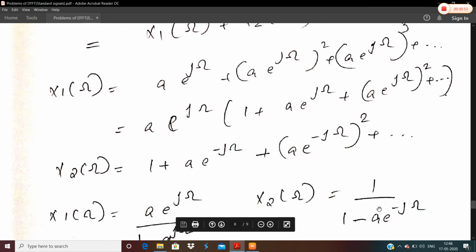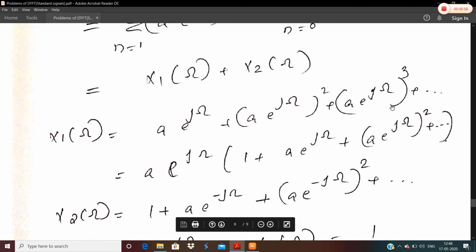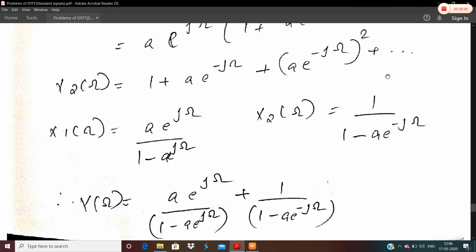And in the x2 of omega, we'll give values from 0 to infinity. So if you give the value n is equal to 0, this term becomes 1 plus the second term. If you give the value 1, it becomes a into e raised to minus j omega. And the third term is a into e raised to minus j omega whole square, etc.